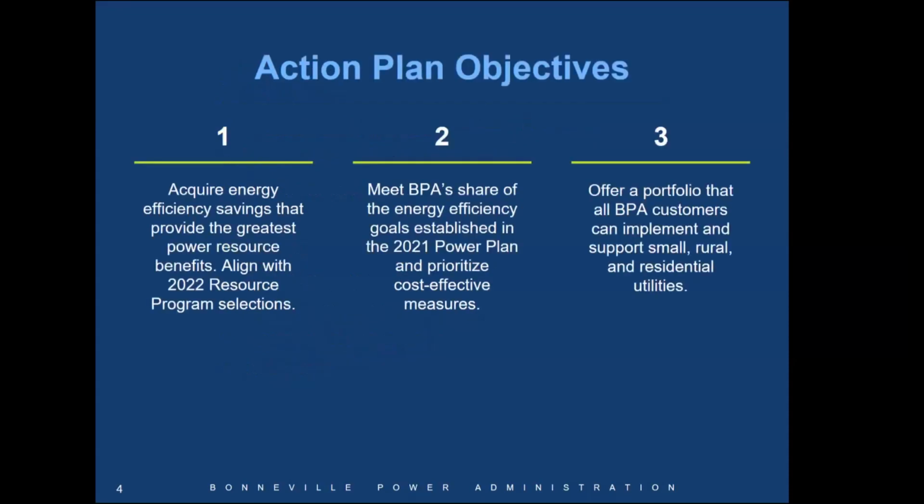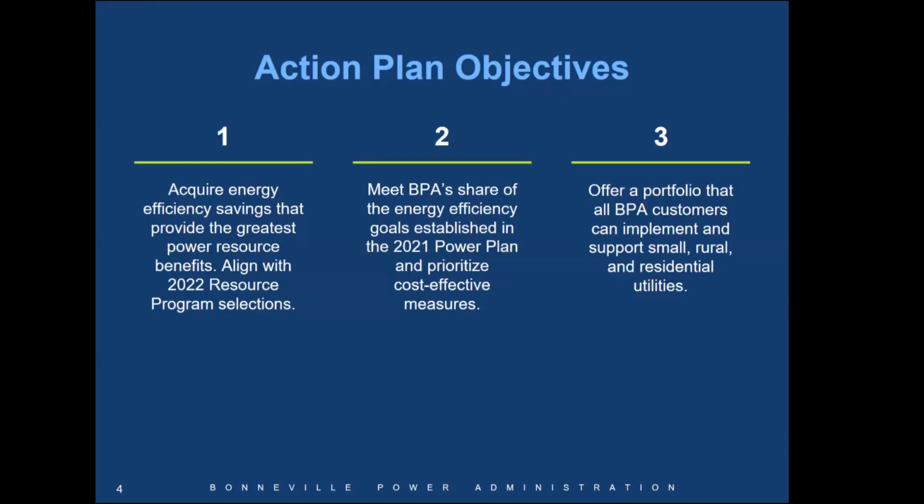So what were the objectives for the action plan? There were numerous things we thought about, but these are the three main objectives. So first, we need to acquire savings that provide the greatest power resource benefits. And one way we measure that is by aligning with the 2022 resource program.